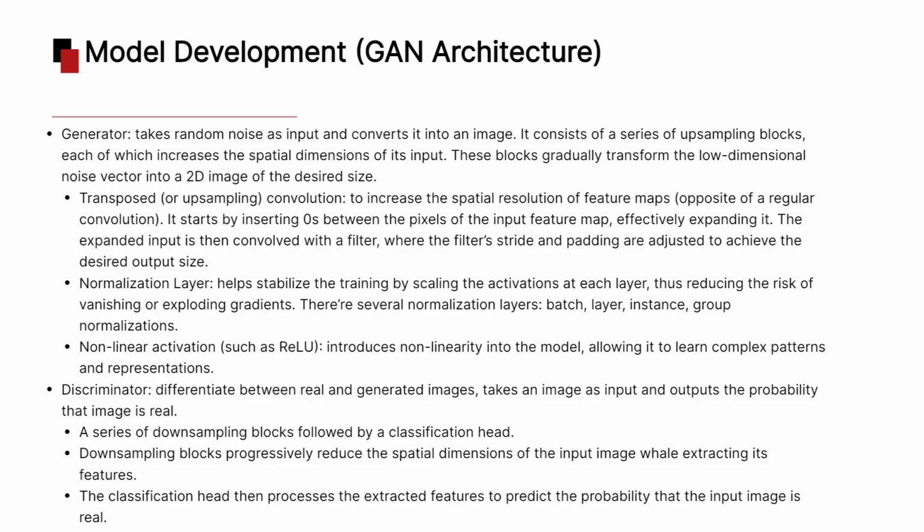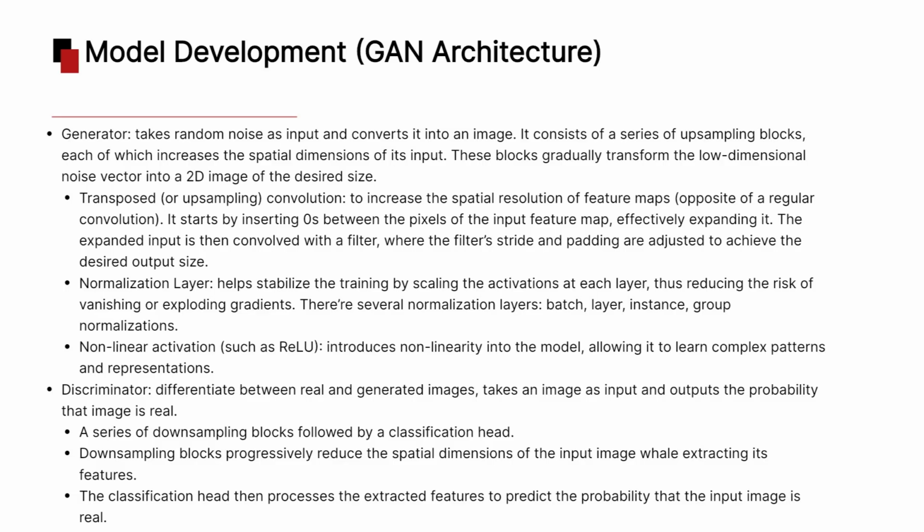The generator is made up of upsampling blocks, which progressively transform this low-dimensional noise into a high-resolution image. Transposed convolutions, upsampling convolutions, are used to increase spatial resolution. Unlike normal convolution, they expand the feature maps by inserting zeros between pixels before applying filters, allowing us to grow the image size step by step until we reach the target resolution, e.g., 256 by 256.